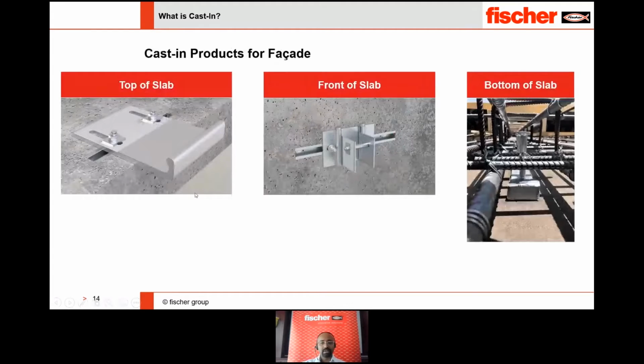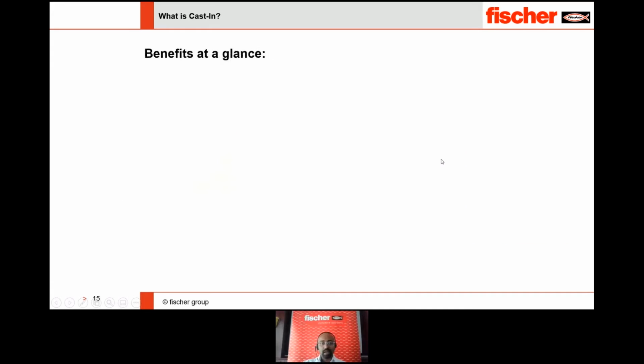Cast-in channels for facade. Since today's topic is about facade, I can think of mainly three cases or three scenarios where you would be using the Cast-in channels. Number one, top of slab. Number two, front of slab or face of slab or on a wall. And then you have bottom of slab. So these are the three scenarios where you would require a Cast-in channel.